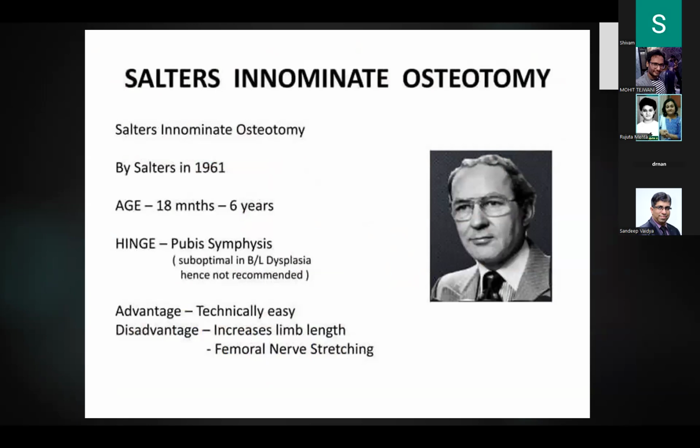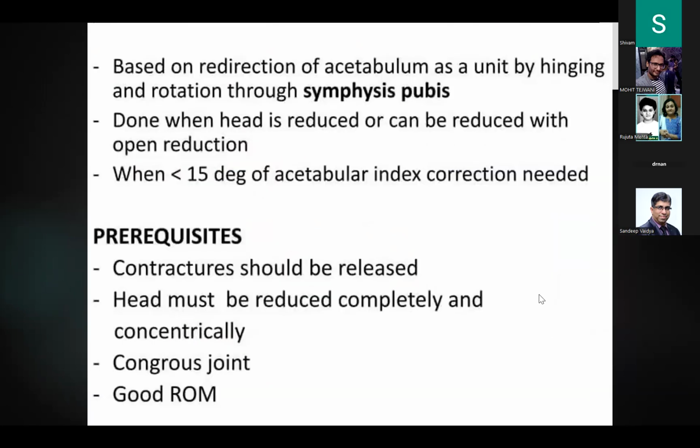So coming to the reorientation osteotomy, Salter has described the single innominate osteotomy, which can be performed between 18 months to 6 years. The hinge here is the pubic symphysis, and the advantage being that it is technically easy, but disadvantages being it increases limb length and can cause femoral nerve stretching and palsies.